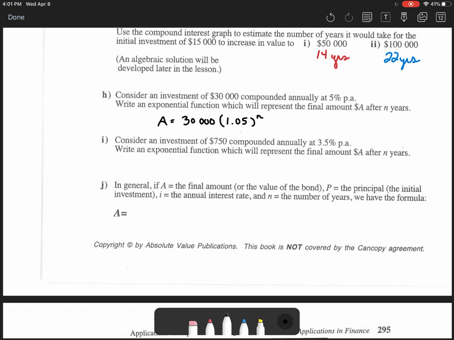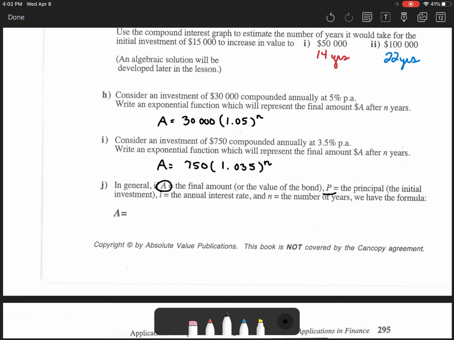Okay, consider an investment of $750 compounded annually at 3.5%. Write the exponential function which will represent $A after n years. So same kind of idea. My initial investment this time is $750. I'm going to add 3.5% to 1, so that's going to be 1.035, and that's to the exponent of n as well.